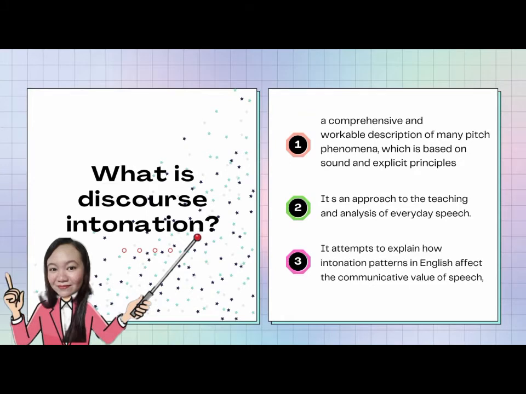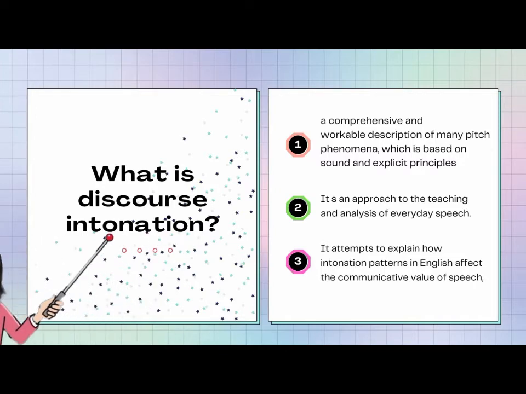So what is Discourse intonation? Discourse intonation is a comprehensive and workable description of many pitch phenomena which is based on sound and explicit principles. It is an approach to the teaching and analysis of everyday speech. It consists of 4 components: a theory, a set of categories, a notation, and a transcription practice. Discourse intonation attempts to explain how intonation patterns in English affect the communicative value of speech through the use of falling and rising tones along with the changes in pitch.